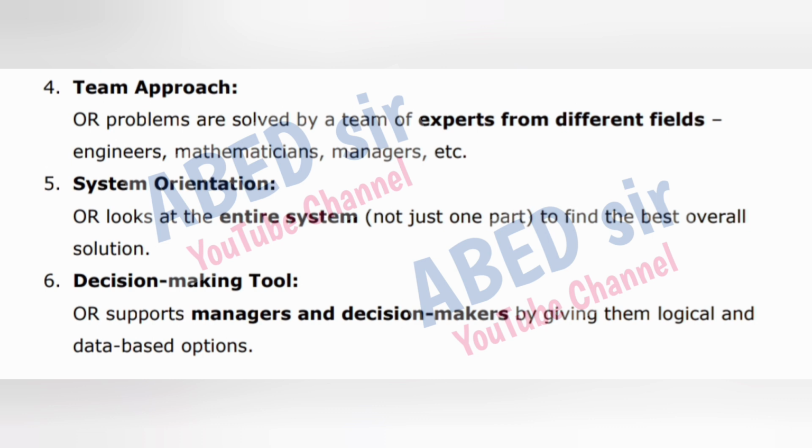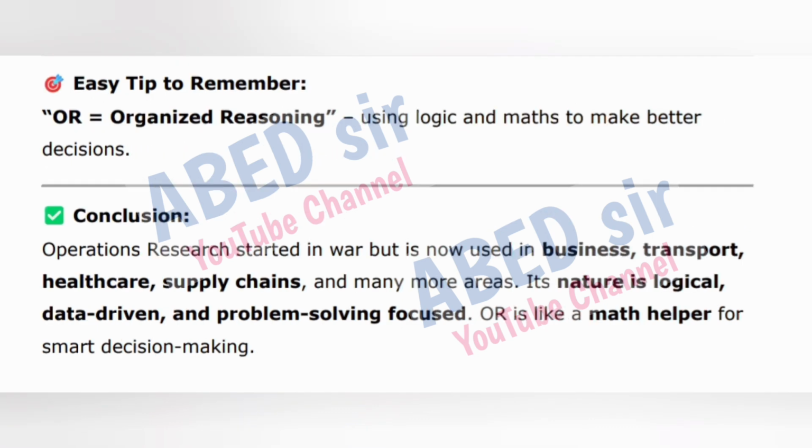5. System orientation. OR looks at the entire system, not just one part, to find the best overall solution. 6. Decision-making tool. OR supports managers and decision-makers by giving them logical and data-based options. Easy tip to remember. OR is equal to organized reasoning using logic and maths to make better decisions.